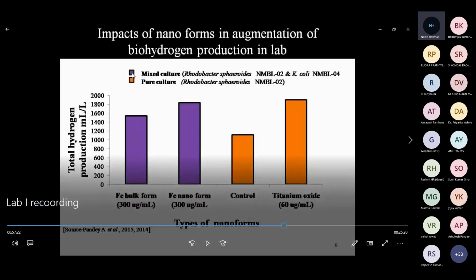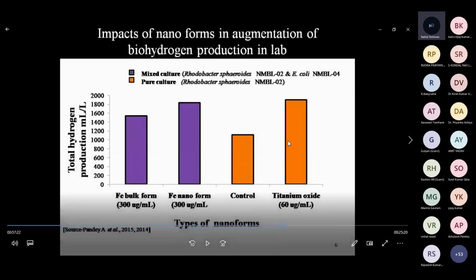We have also studied the effect of nanomaterials because bacteria utilize iron sulfate. So we prepared nano iron sulfate as well as nano titanium dioxide to see its impact on the biohydrogen production and compared it with the mixed culture as well as the pure culture. And we found out that nanomaterials help in augmenting the hydrogen production.